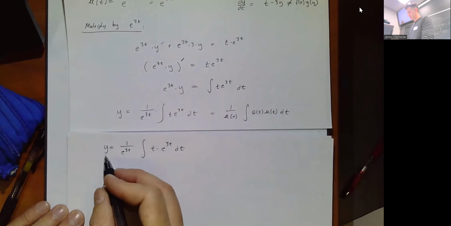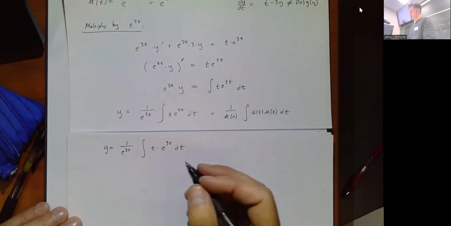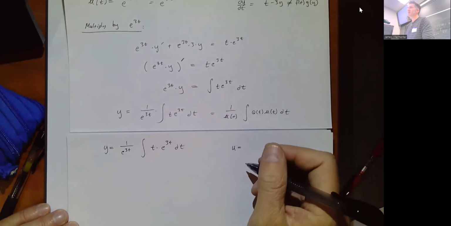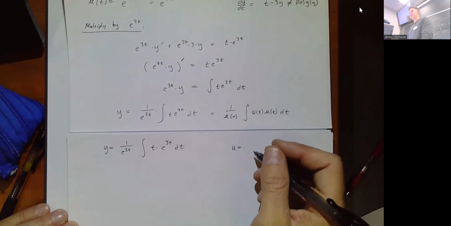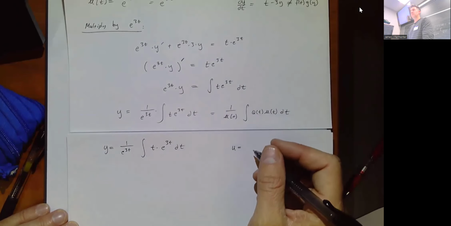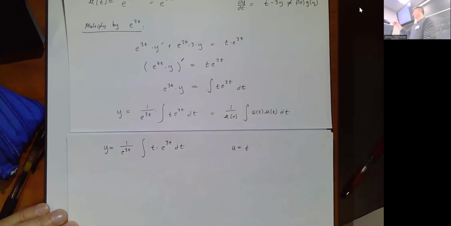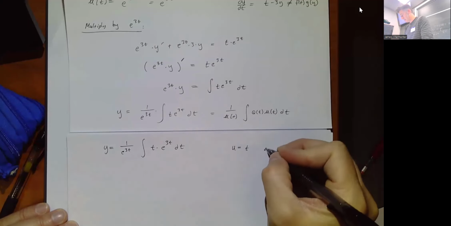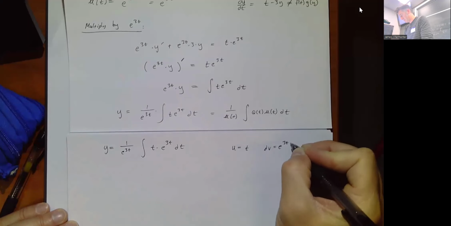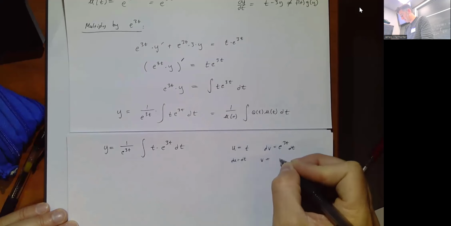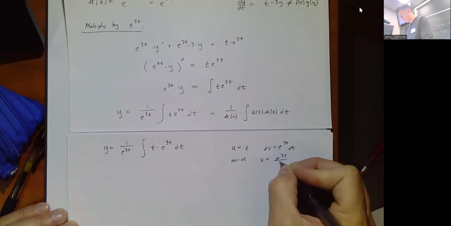All right, so let's see here. Oh, I could have fixed that one so easily in retrospect. Oh, well. So is our u t, or is our u e to the 3t? Definitely t, right? I don't have a log, so the next thing I look for is any power of my variable. Oh, t to the first counts as any power of my variable. So u is t, dv is e to the 3t dt, du is dt, v is e to the 3t divided by 3.